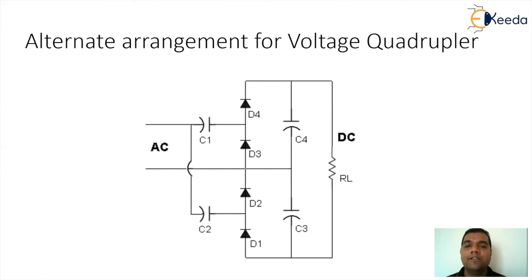So in this session, we have seen how to use a diode and a capacitor to create the impact of voltage doubling, tripling, and quadrupling.